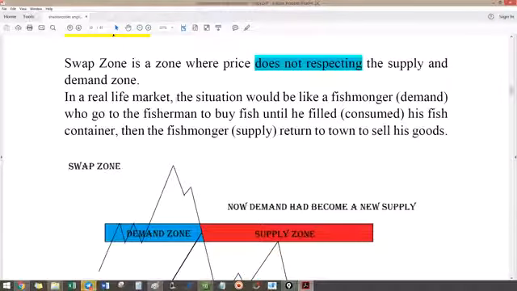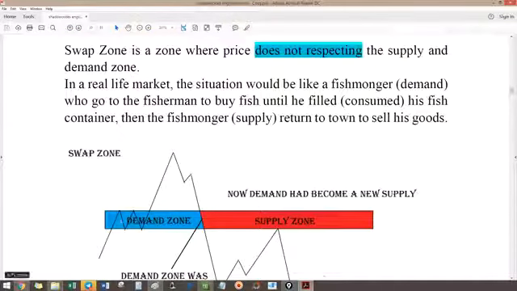Okay, so in the real life market, the situation would be like a fishmonger who goes to the fisherman to buy fish until he fills his fish container. Then the fishmonger returns to the town to sell his goods. The fishmonger is the person who sells fish, seafood. So this fishmonger will sell at town, but right now every day he needs to fill his container, so he is demanding fish. Right now the fishmonger is a demand.